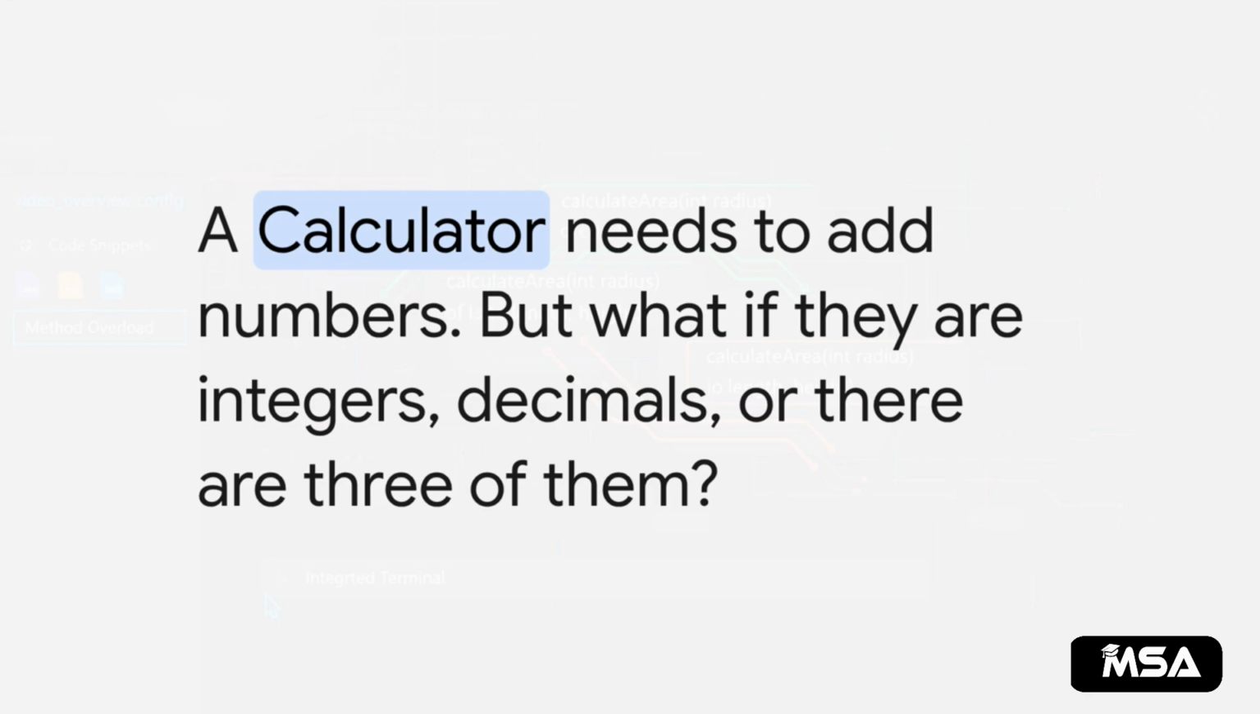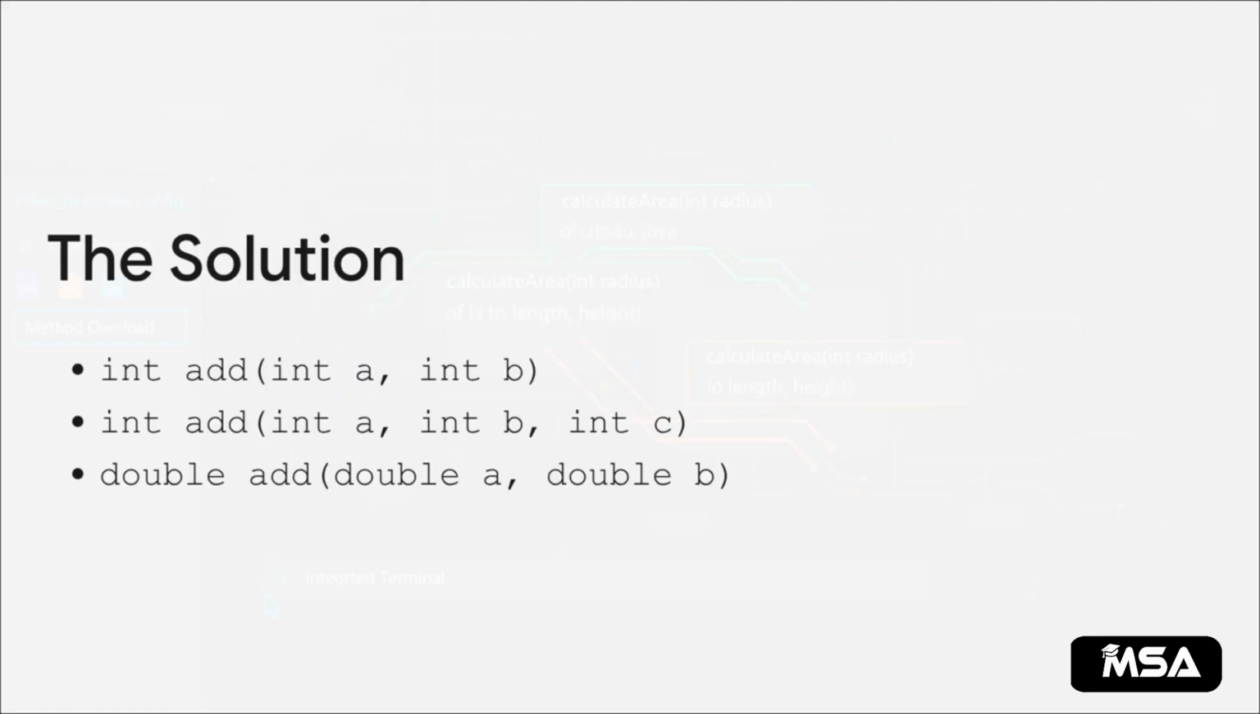You really don't want to create clunky method names like add2ints and add3ints. That would be a nightmare. And yup, you guessed it, overloading to the rescue. We just create 3 methods, all called add. The compiler is smart enough to figure out which one you mean.